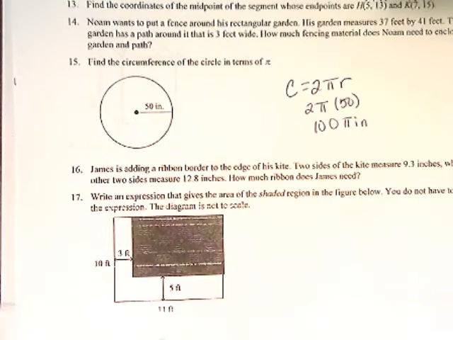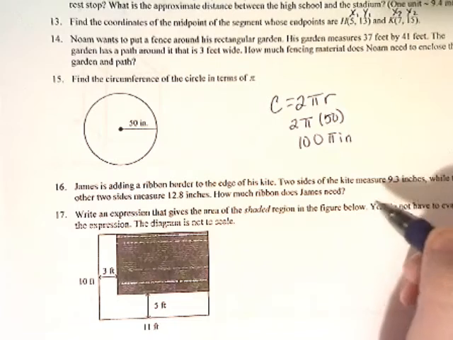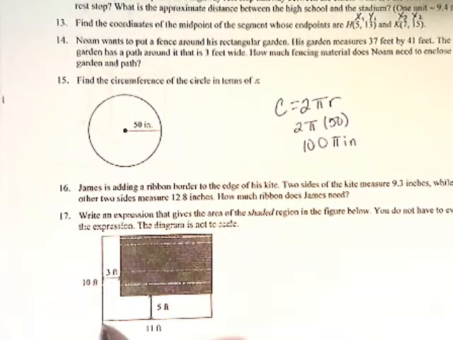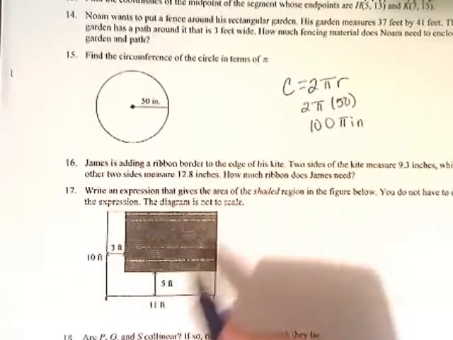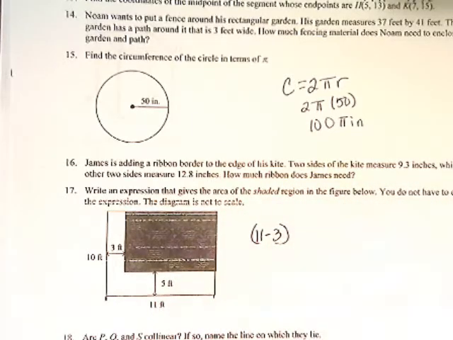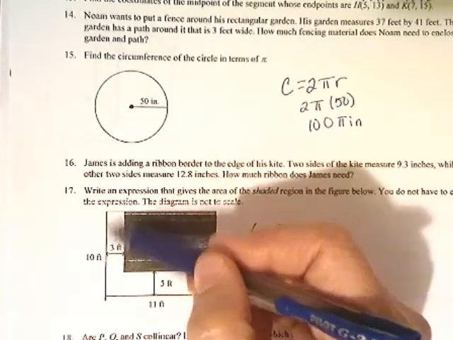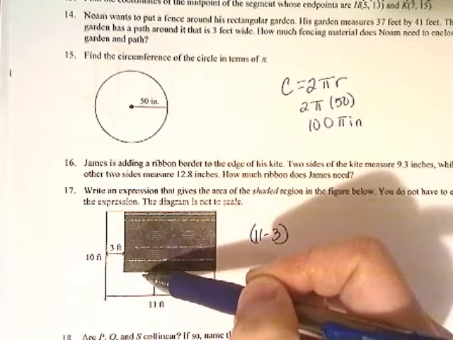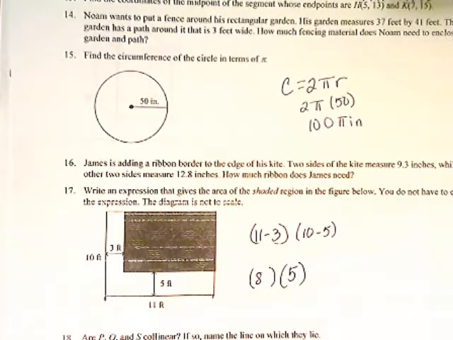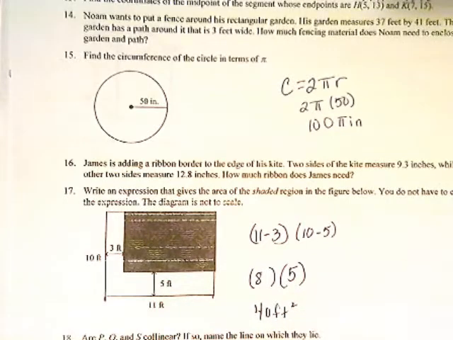Write an expression that gives the area of the shaded region in the figure. You do not have to evaluate the expression. The diagram is not drawn to scale. Okay, this is 11 all the way from here to here. But the shaded region is 3 less than that. So it is 11 minus 3 for this dimension. Now if you go ahead and write 8, that's perfectly fine. This dimension's 10. We're taking 5 away from that. So the second dimension is 10 minus 5, which is 5. It said you don't have to evaluate it, but if you did, you would get 40 feet squared.